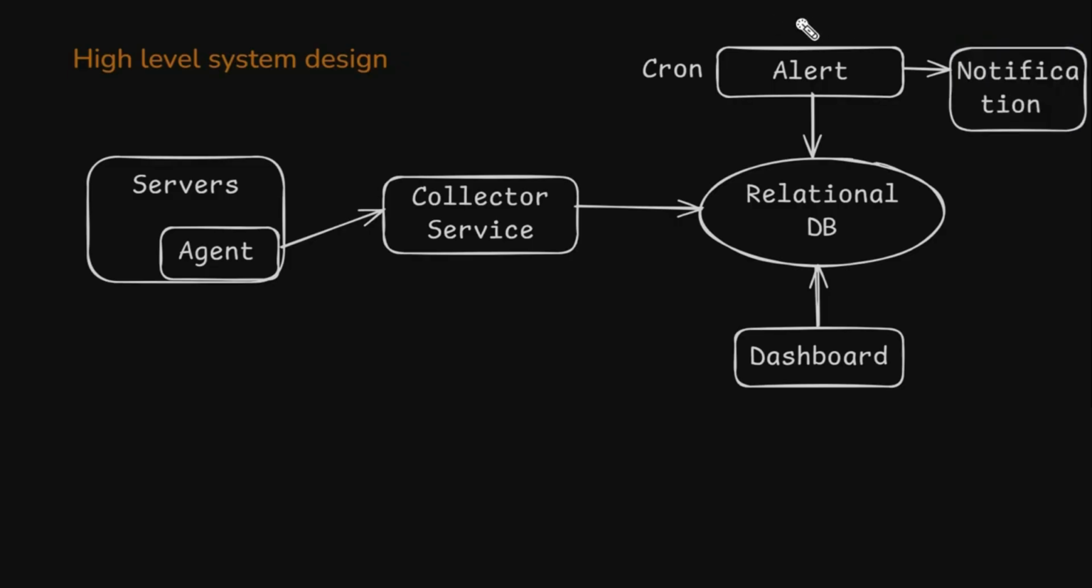We can create the alerts in the system, and based on these alerts, this cron job would run. So we need the alert service as well to create the alert, and the alert database, which we will get into in detail when we go into the deep dive.